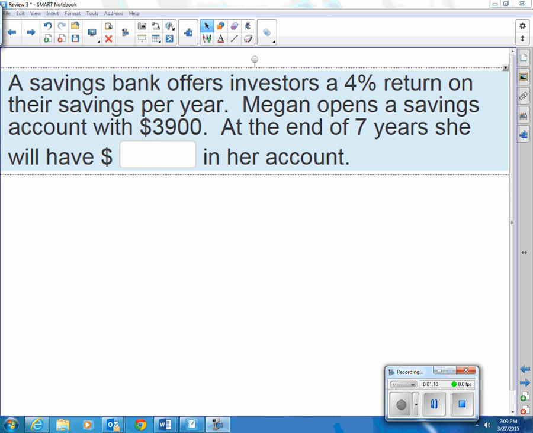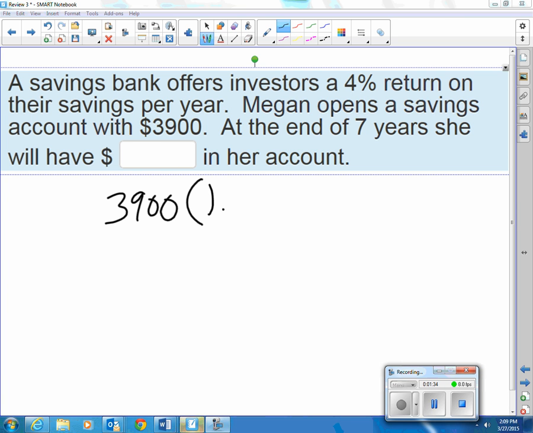A savings bank offers investors a 4% return on their savings per year. Megan opens a savings account with $3,900. At the end of 7 years, she will have how much if she leaves it in there? Well, we start off with the amount. We multiply by 1 plus, because it's growing, 4%. 1 plus 4%.